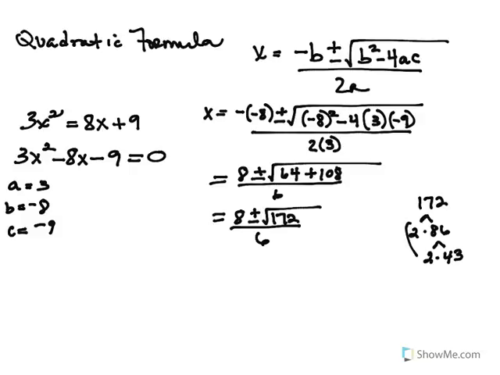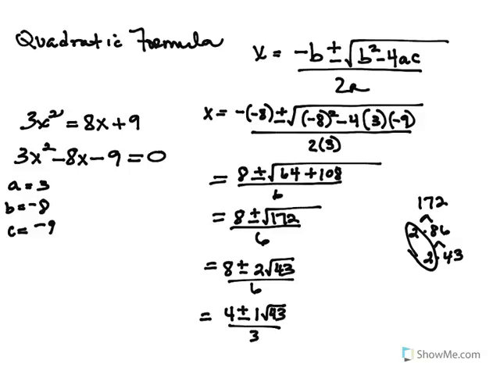So there's a perfect square inside of 172. So we can pull a 2 out. Okay, so then you look, you have 8, 2, and 6, all right? You leave the radical alone and you just look at those three values. They all have a common factor of a 2, so you're going to factor that out. So we factor 2 out of all of them, and that's going to leave us with 4 plus or minus the square root of 43 all over 3. And that would be your answer.